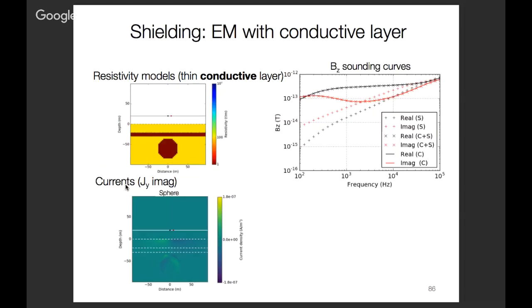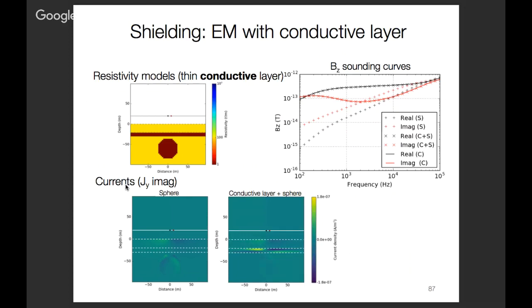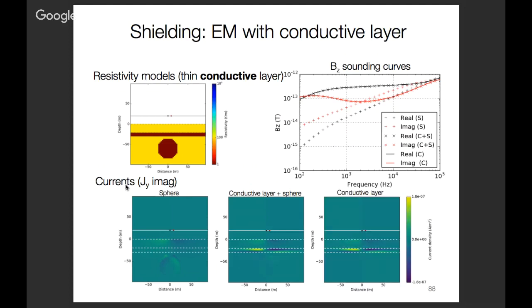So this is what we had before with putting in a thin resistive layer. Now we put this conductive layer in here, and you're basically shielding out the sphere. That conductor is soaking up all the energy, and you could be shielding yourself from this. So the conductor with the sphere and just a conductive layer, the currents look pretty much the same.